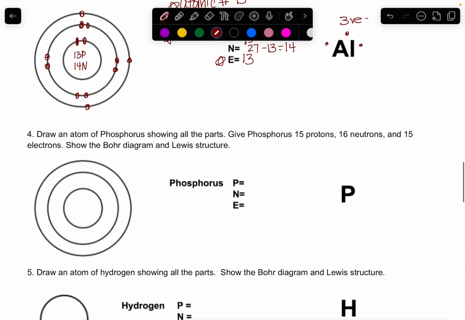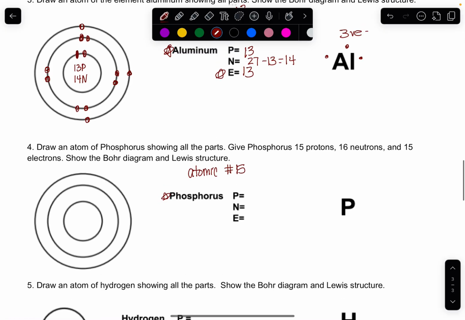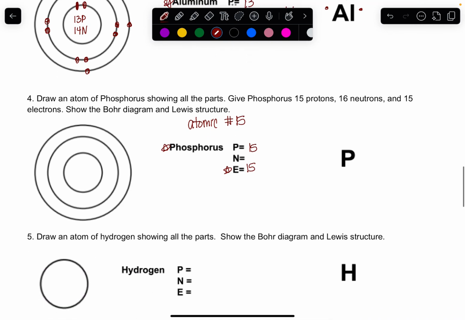Number 4 is showing us phosphorus. My atomic number for phosphorus is 15. And that tells me I have 15 protons and 15 electrons. My mass is 30.97. We're going to round that to 31. Minus 15 protons gives me 16 neutrons left for that mass. In my nucleus, I have 15 protons and 16 neutrons. I'm going to place my electrons.